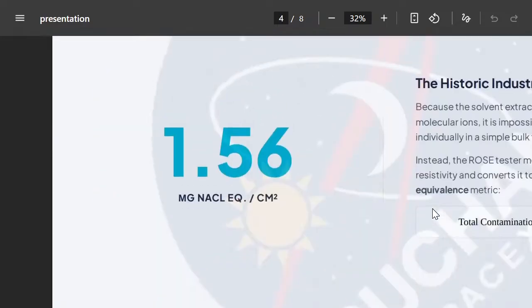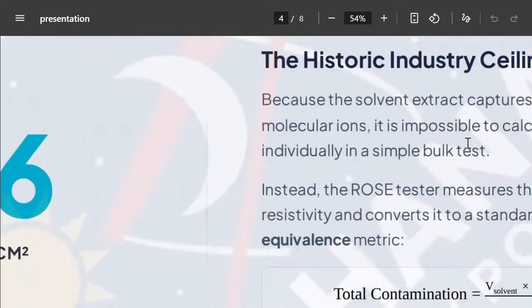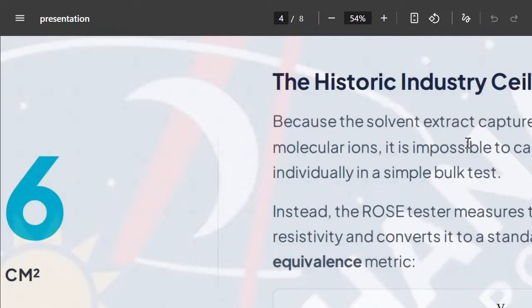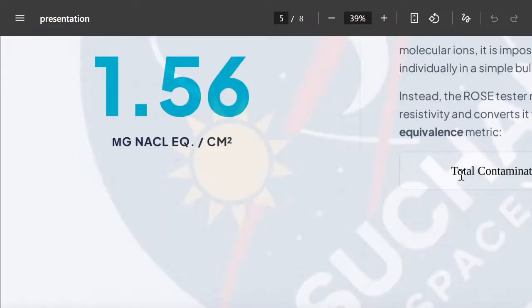Here the formula is also given. The total contamination is determined in equivalence of sodium chloride. Don't worry about all these things. It's not necessary, I am just telling you what the things are. The main objective of the ROS test is to determine the cleanliness of the board.